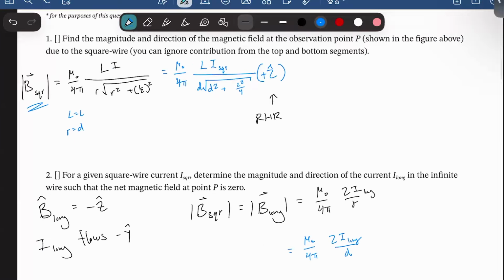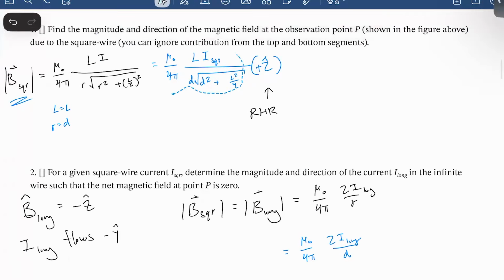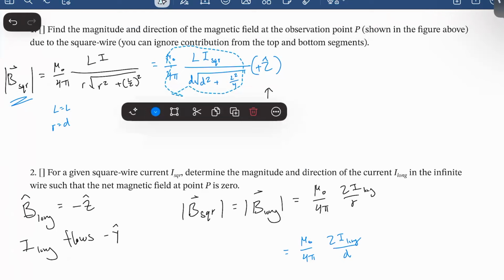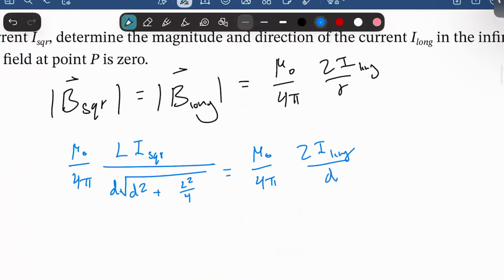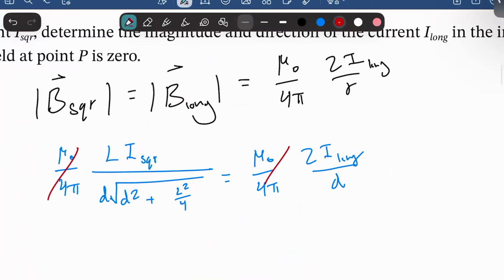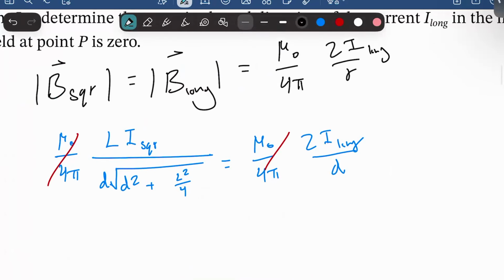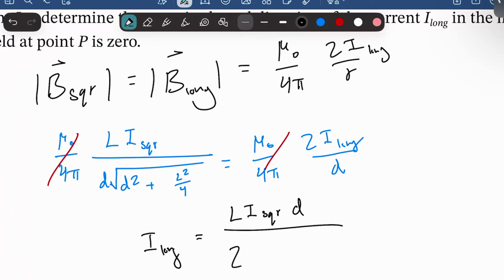And this will be equal to the magnitude of B square, which we found in the previous problem. So just get that down here. And we can just rearrange and solve for I long. So these constants cancel out. And after a little bit of algebra, we see that I long should be equal to L I square times D over 2D root D squared plus L squared over 4.